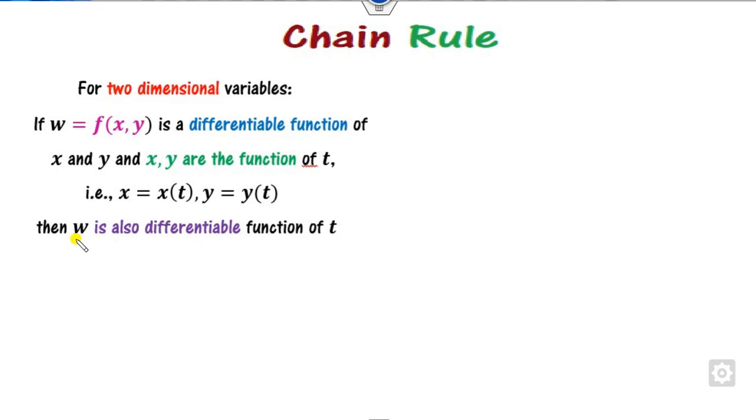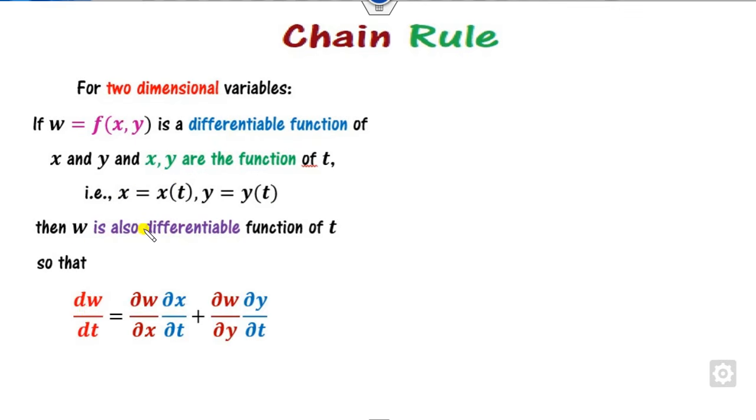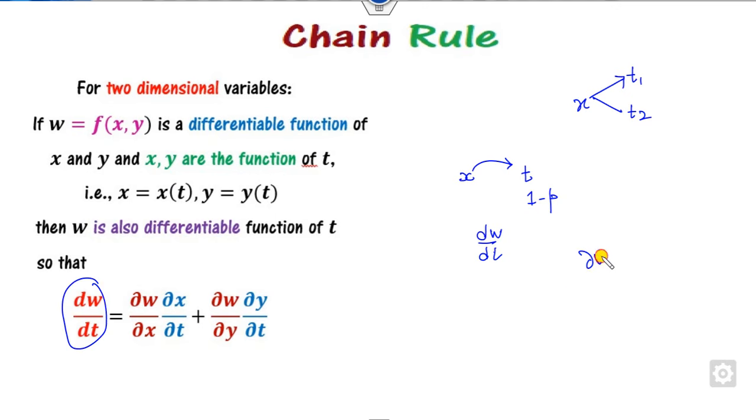Then you can easily say that w is also a differentiable function of t. Here x and y are dependent on only one parameter, that is t. That's why we can define dw by dt. Remember, since x and y depend on only one parameter, we write it as dw by dt. But if x depends on more parameters, like t1 and t2, then instead of this we write the partial derivative with respect to t1 and so on. So this is the chain rule.